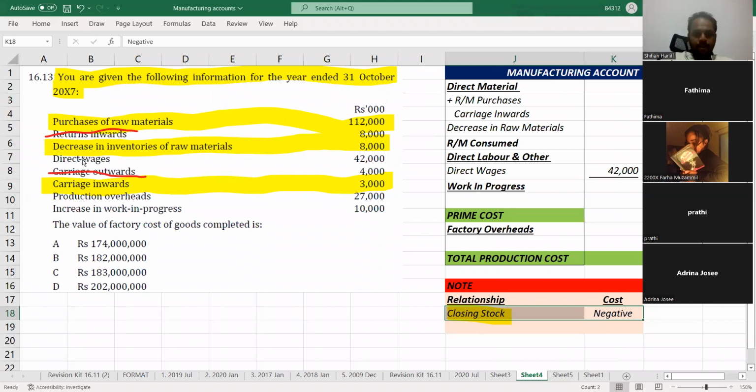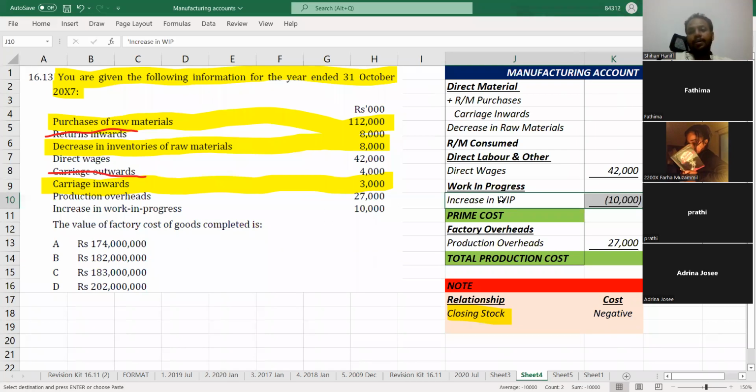So we took all this, direct wages, also we took production overheads here. Production overheads. Work in progress. Increase in work in progress means decrease in the product, decrease in the cost. What is the answer?